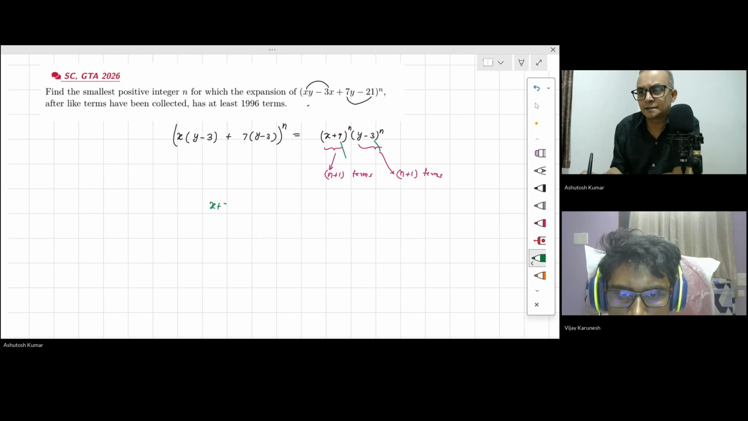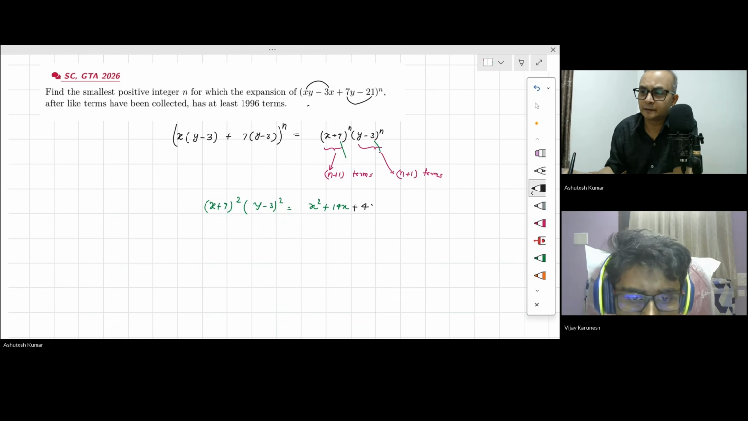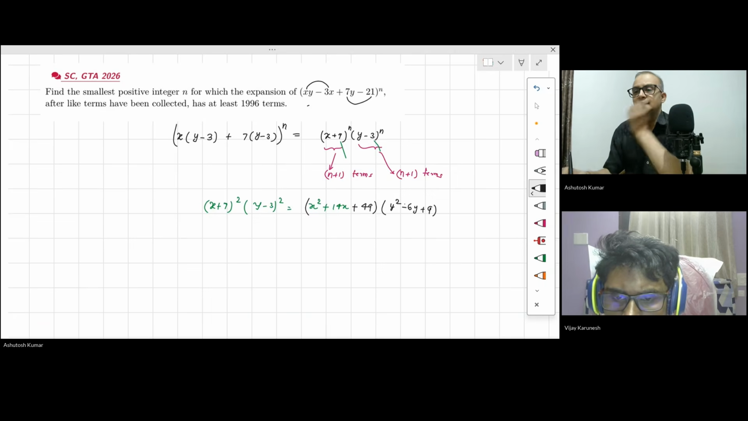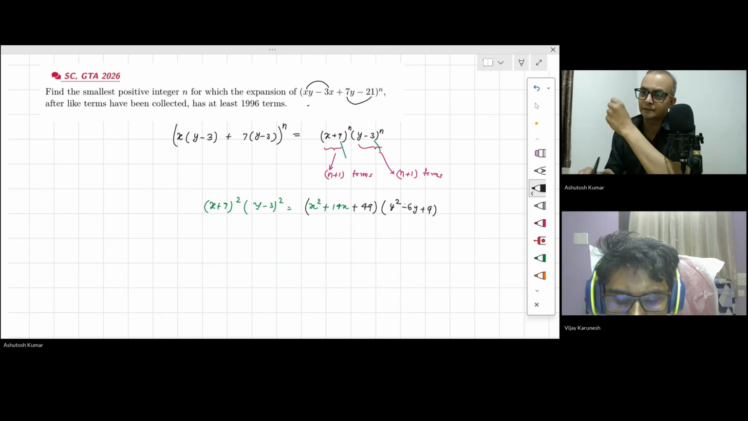Take (x + 7) the whole square and (y - 3) the whole square. The first gives x squared plus 14x plus 49. The second, if you expand it, gives y squared minus 6y plus 9. Now you see, which like term will we get? We can't get any like terms, and this story goes for degree 3 or degree 4 or up to n.